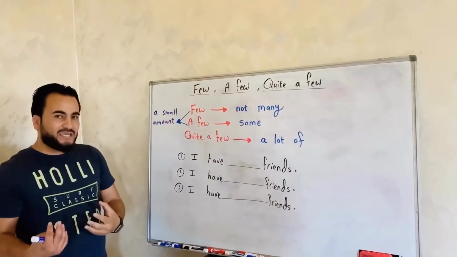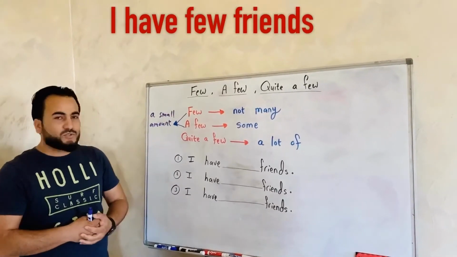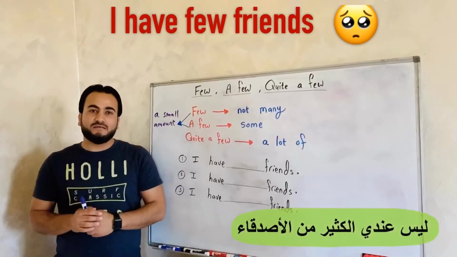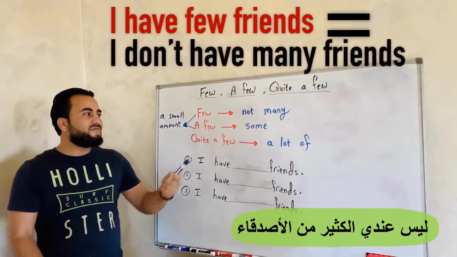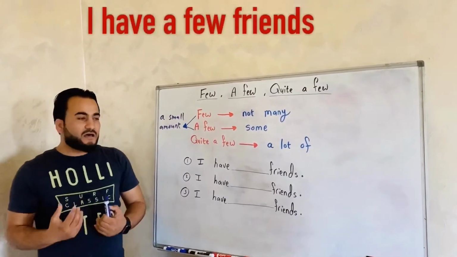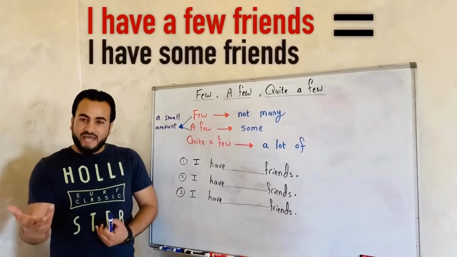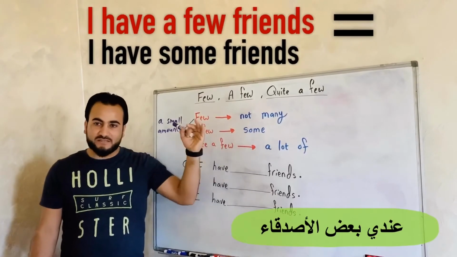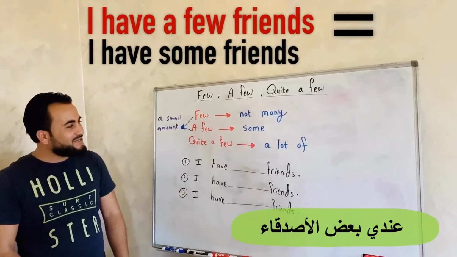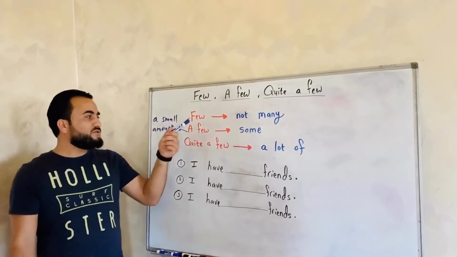So if you say to me, I have few friends, I will be so sorry for you. I have few friends. This means you don't have many friends, okay? But if you say to me, I have a few friends, this means you have some friends. And maybe you are so happy with them, so congratulations, okay? Very nice. Let's give more examples for few and a few.